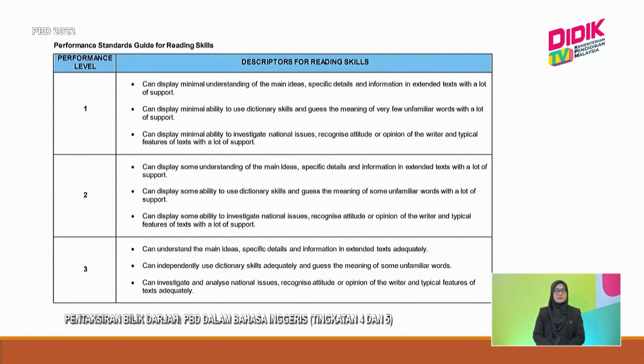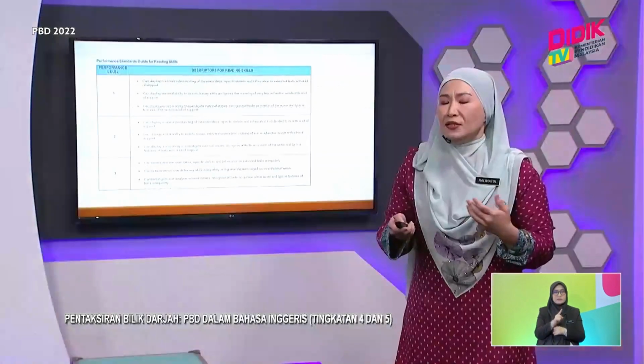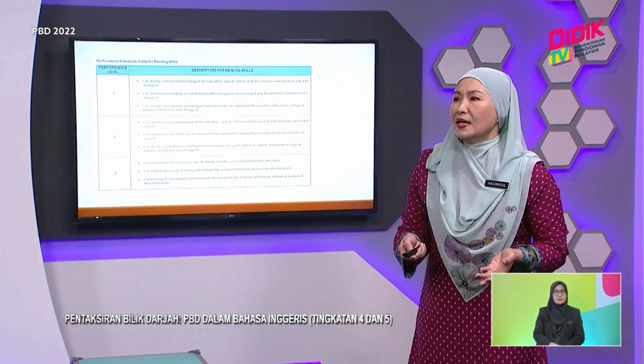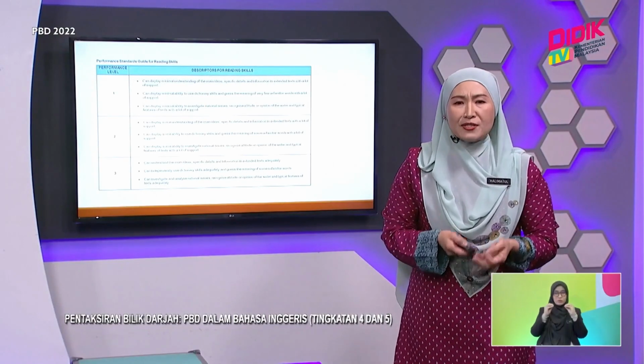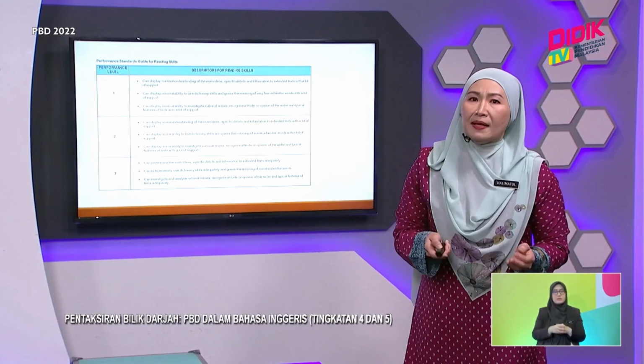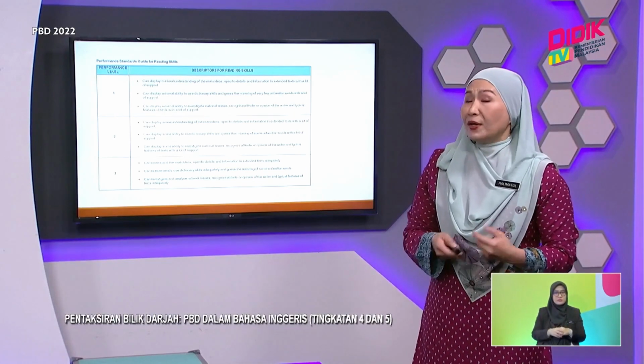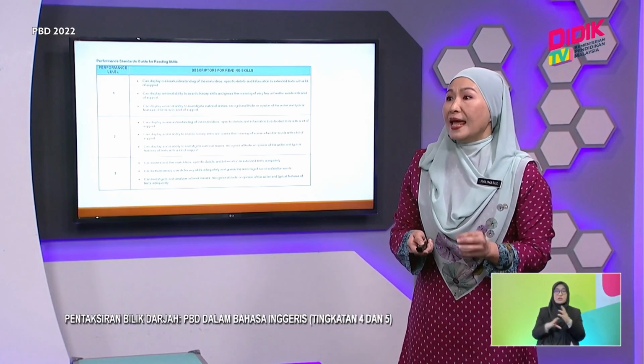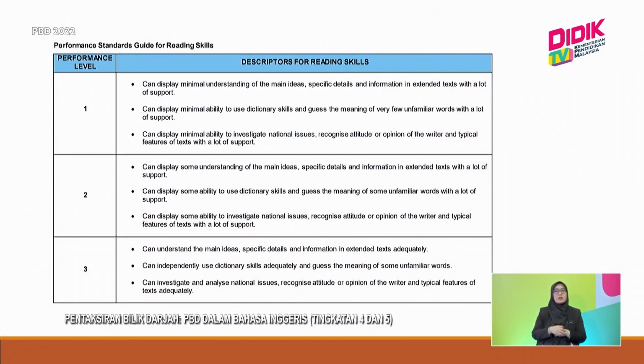Okay? All right. Now, looking at the descriptors for reading skills, if they display minimal understanding of the main ideas, this is from your observation, from you questioning them as you are teaching throughout the lesson delivery. If your pupils keep on asking questions for clarifications, then most probably they are not at TP3. Because if they are at TP3, they can understand the main ideas adequately. And they can independently use their dictionary skills to guess the meaning of some unfamiliar words.